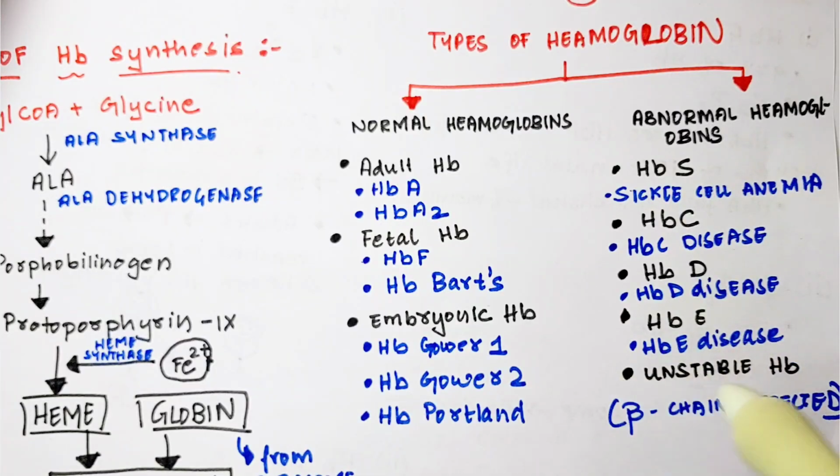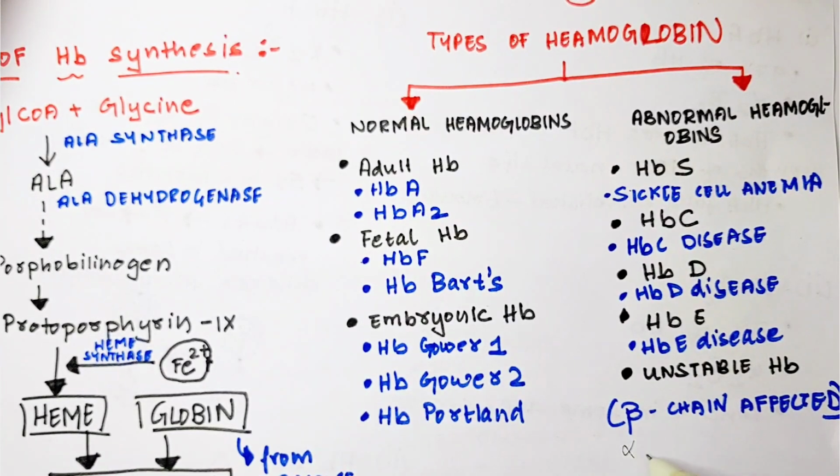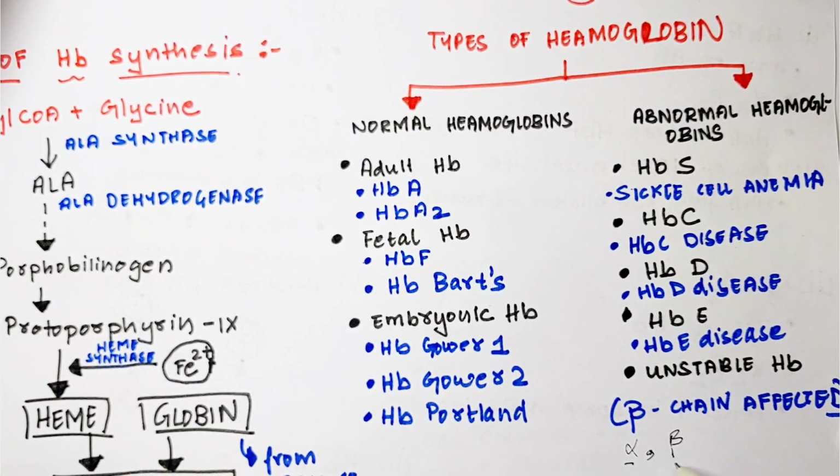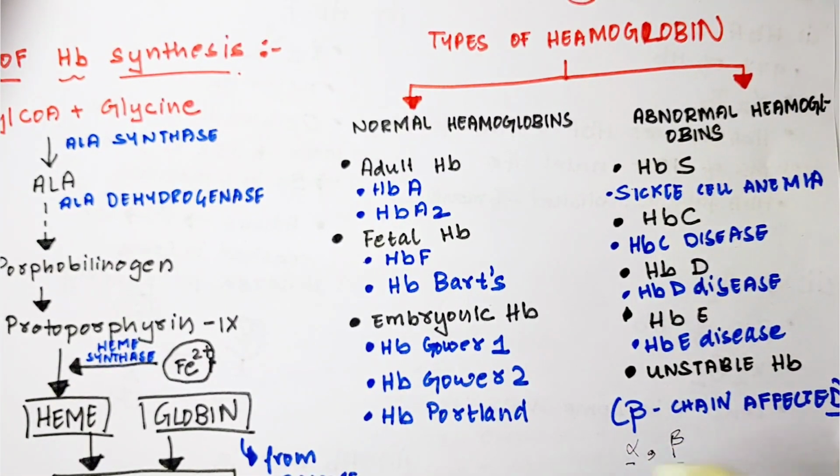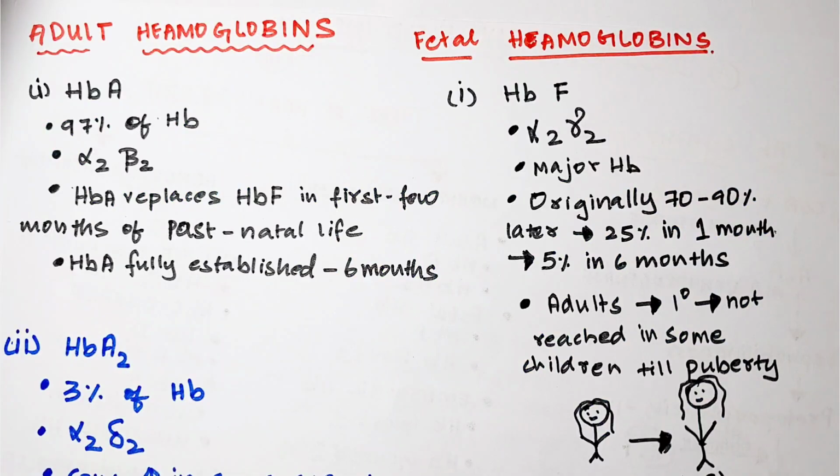Now, the next thing over here is the unstable hemoglobin. This type of hemoglobin has no stability in life, just existing, going on around. Now, such types of hemoglobins are mainly found when the beta chain is affected. We know that we have the alpha chain as well as the beta chain. Now, among these two chains, when the beta chain is mainly affected, that is when you will have an unstable hemoglobin produced.